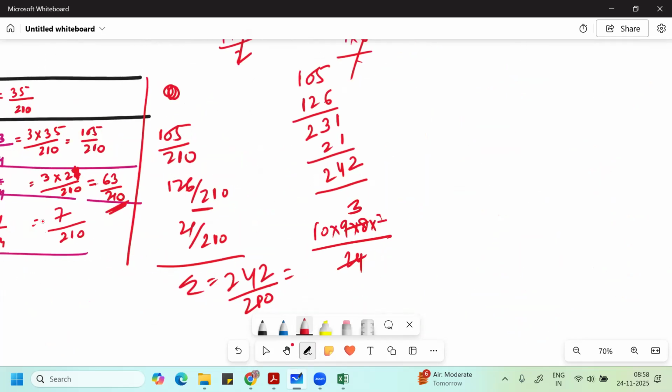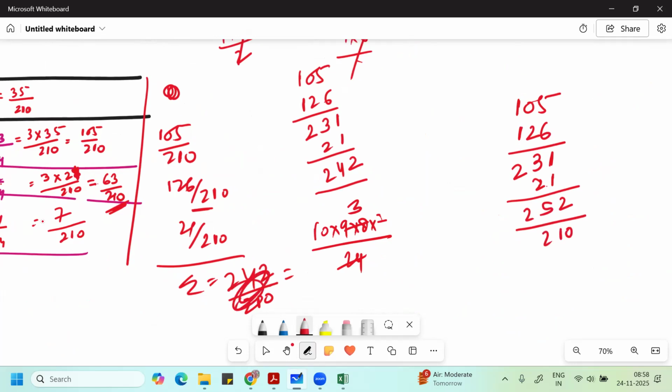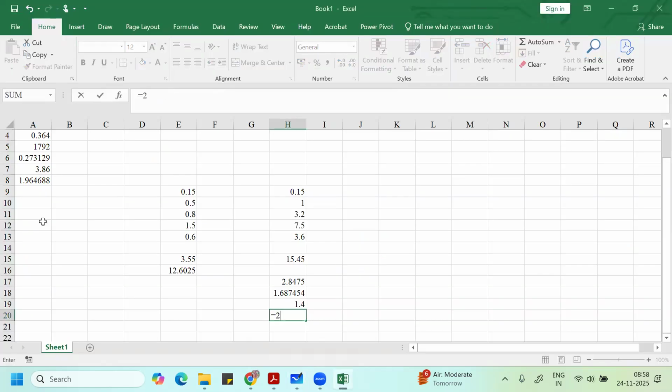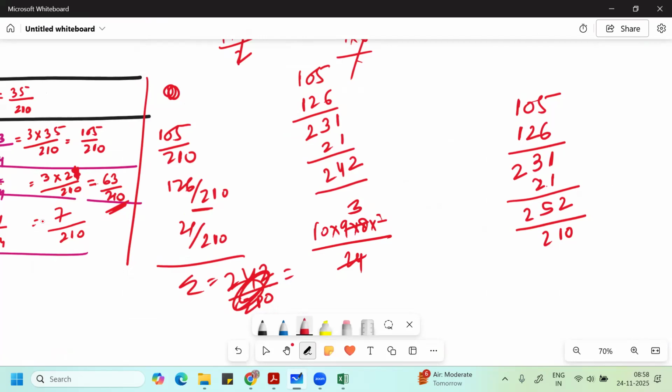So where are we getting it wrong? This is 105 plus 126, 231, plus 21. So you'll get 252 by 210. If you do 252 by 210, you'll get 1.2, which is your answer. So somewhere a calculation mistake was happening.